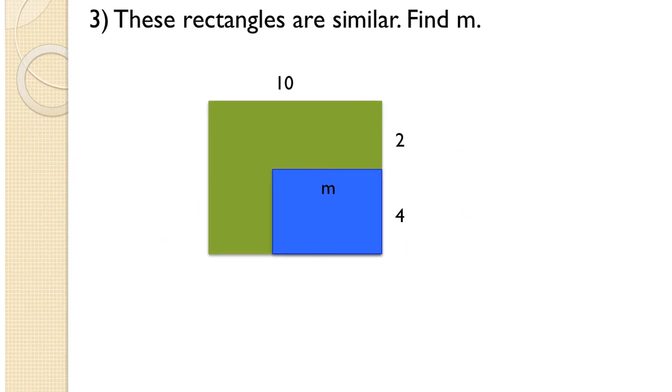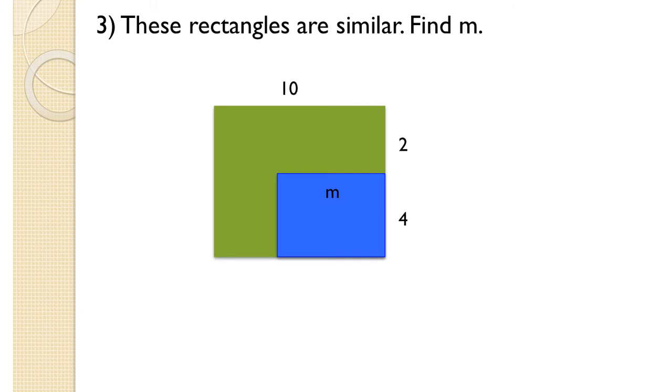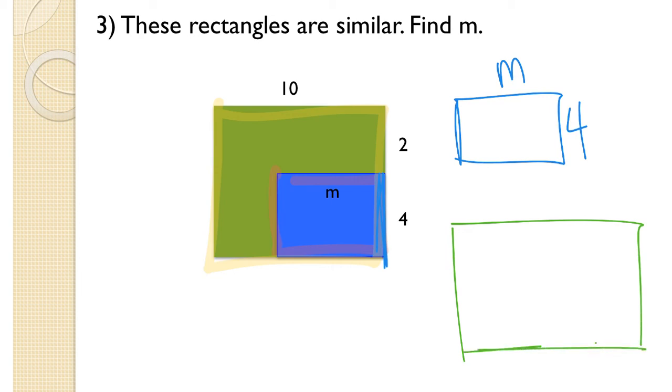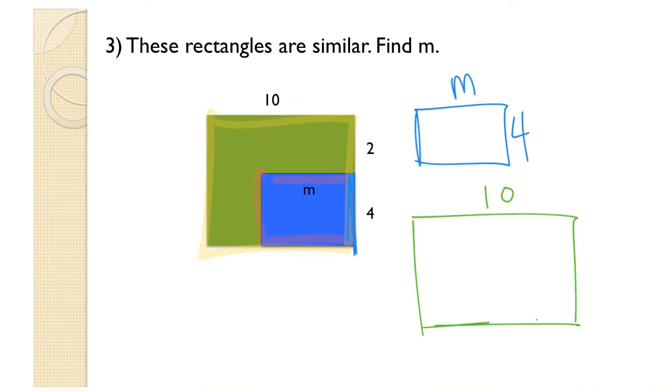Okay, number 3. These rectangles are similar, find M. The difference here is that we have one rectangle that is included in another rectangle. So there's one, and then our second one is the one that's outside. So what we're going to do is physically move the smaller rectangle that has a top of M and a side of 4. If you look at it, you have your other rectangle that has a top of N. And what would the side be? If you look at this rectangle, it has a side here and it has a side here.